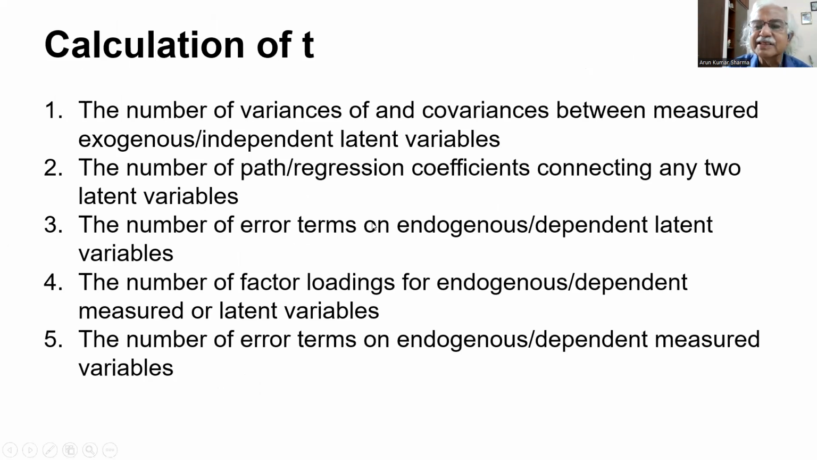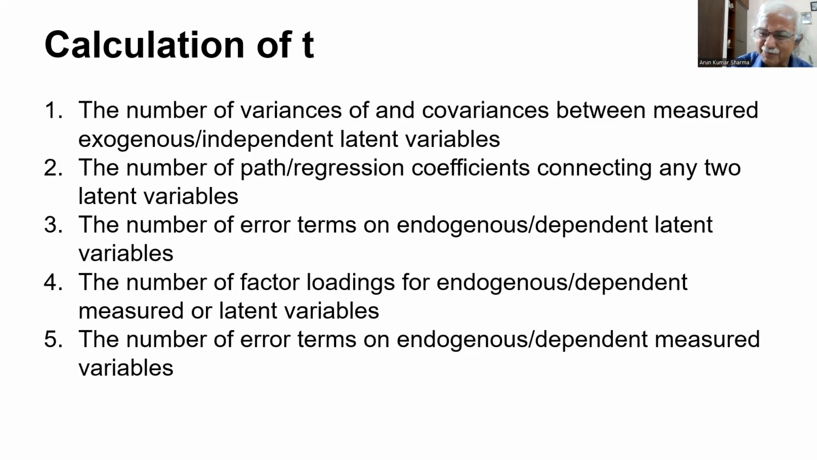The number of variances and covariances between measured exogenous, independent, or latent variables. Second, the number of path or regression coefficients connecting any two latent variables. Number three, the number of error terms on endogenous, dependent, latent variables. The number of factor loadings for endogenous or dependent measured or latent variables. The number of error terms on endogenous or dependent measured variables.